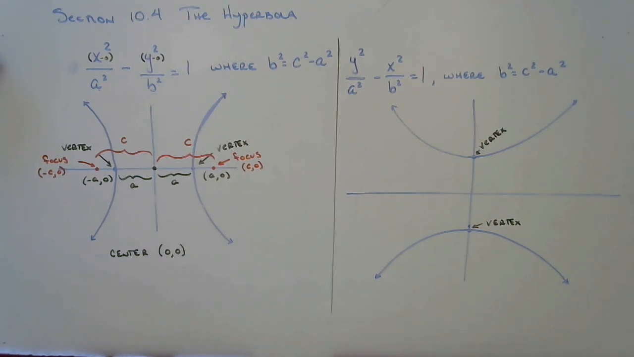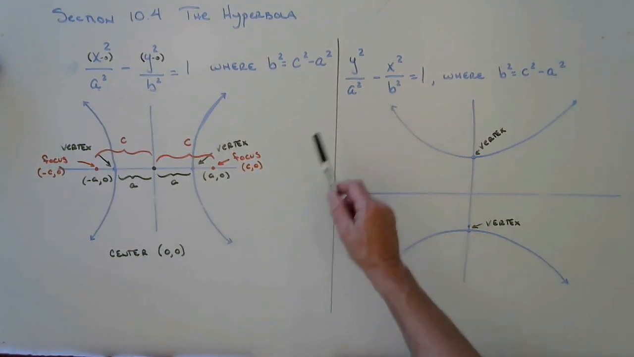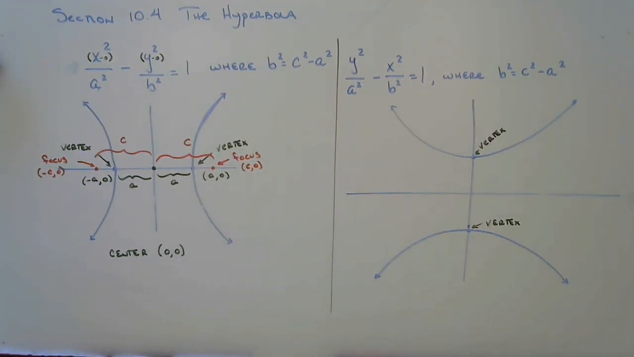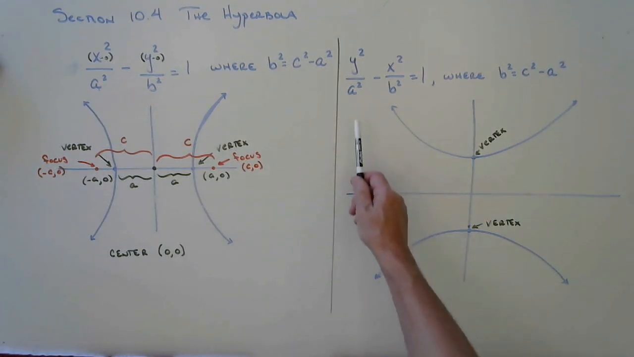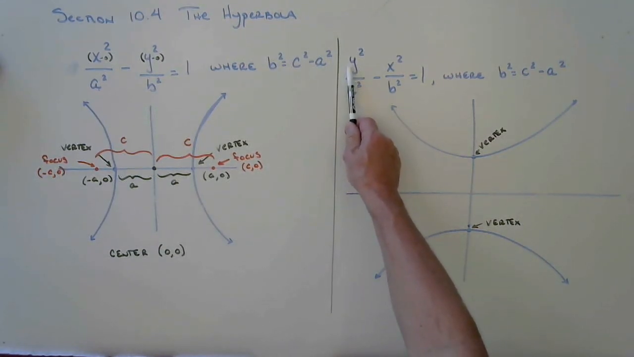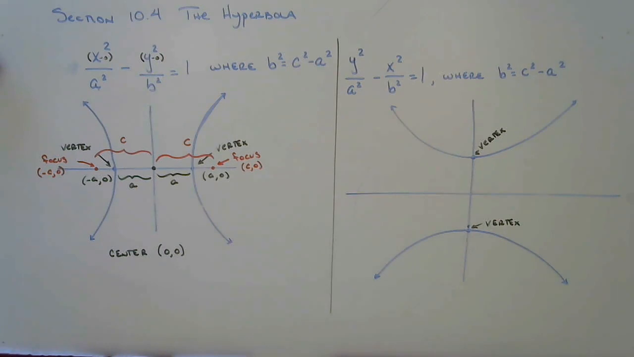In the case of the ellipse, a is the biggest value. a is the largest number. When I look at my two denominators, I say, which one's the biggest one? Oh, that one's larger. That one's going to be a. That is not the case with the hyperbola. a does not have to be bigger than b. a could be smaller than b in the case of the hyperbola. The denominator of the positive term is always a squared, always.